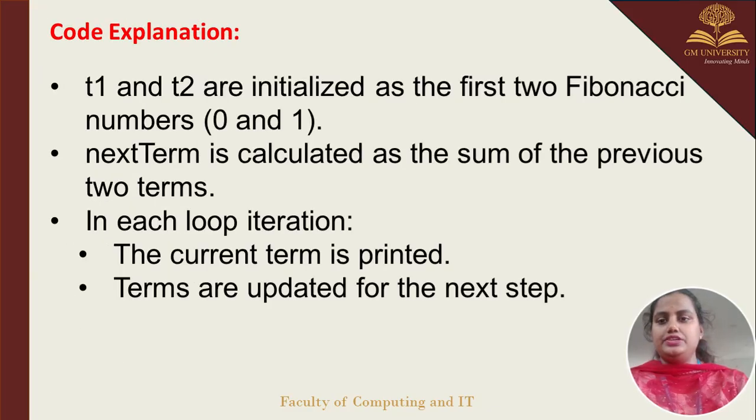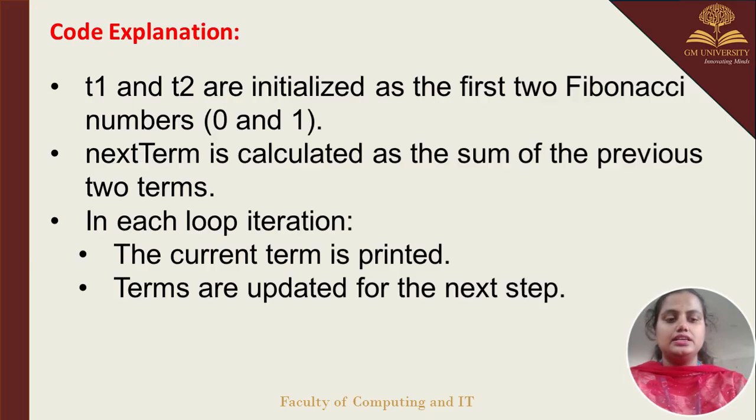Here is a code explanation of this problem statement. If the user enters 5, the output will be 0, 1, 1, 2, 3. t1 is equal to 0, t2 is equal to 1. The next term is calculated as 0 plus 1, that is 1. Then t1 becomes 1, t2 becomes 1. Next term is 1 plus 1, that is 2. And so on. This continues until we generate the n terms.